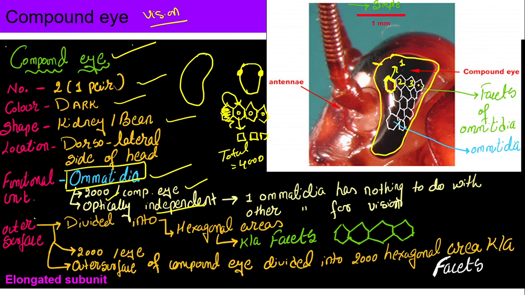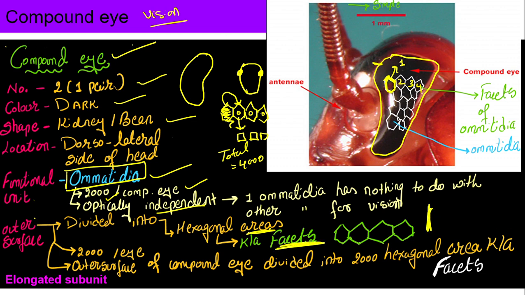This is second ommatidia, third ommatidia, fourth ommatidia. So the outer surface of the compound eye is not actually visible; you will see it under a microscope. The outer structure is hexagonal. These hexagonal outer structures we call facets. So this is the outer structure.